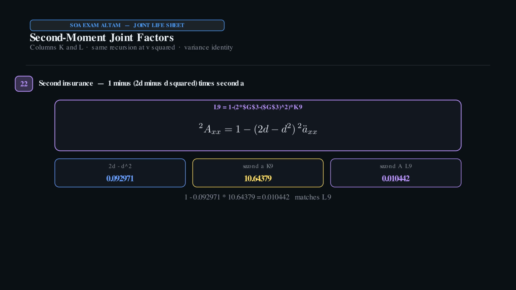The second moment insurance identity uses 2D minus D squared, which is 0.092971. 1 minus that times 10.64379 is 0.010442. Cell L9. Variance of present value is second A minus A squared when you need it on exam day. This sheet stops at second A.